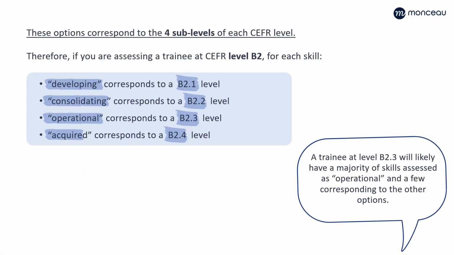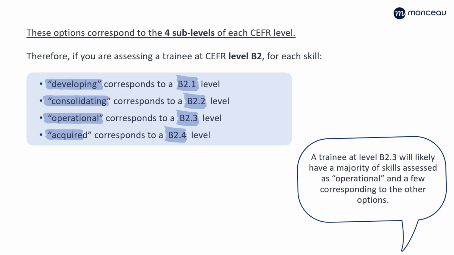These 4 options correspond to the 4 sublevels of each CEFR level. So if you're assessing a trainee at level B2, developing corresponds to B2.1, consolidating corresponds to B2.2, operational corresponds to B2.3, and acquired corresponds to B2.4. So you will look at each skill and decide if, for each skill, they are developing, consolidating, operational, or acquired.